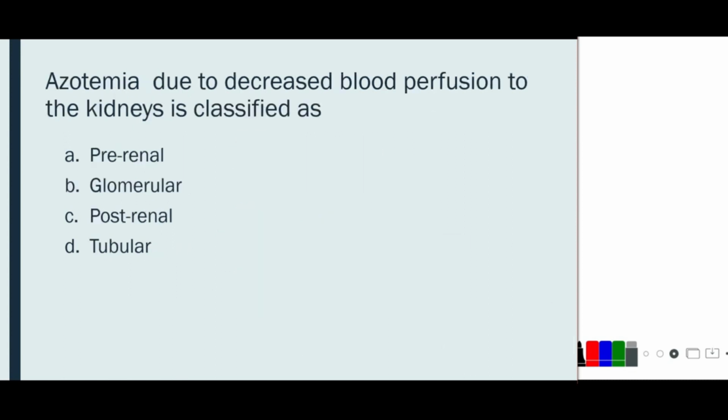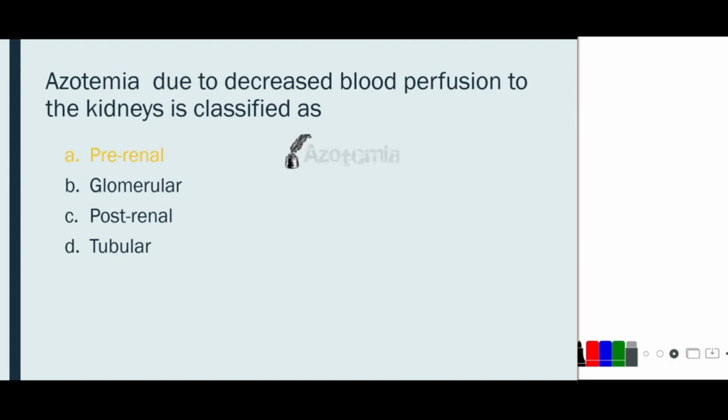Next question. Azotemia due to decreased blood perfusion to the kidneys is classified as letter A, pre-renal, B, glomerular, C, post-renal, letter D, tubular. So the correct answer for this question, guys, is letter A. That would be pre-renal. So let us explain bakit pre-renal yung naging sagot.